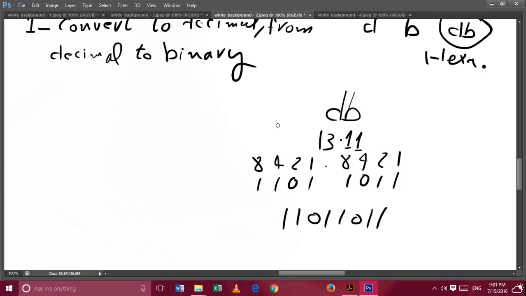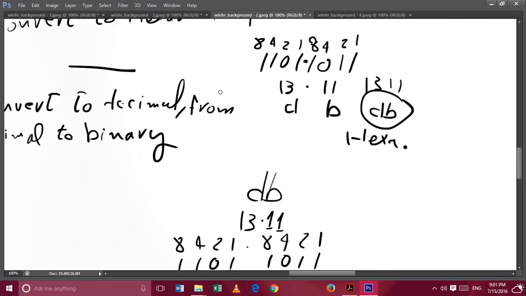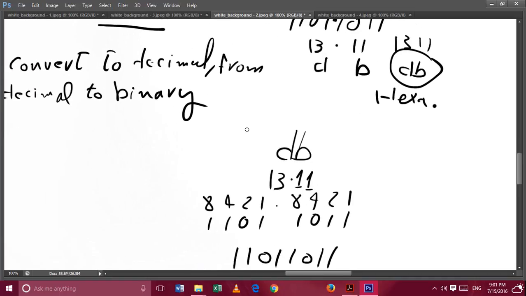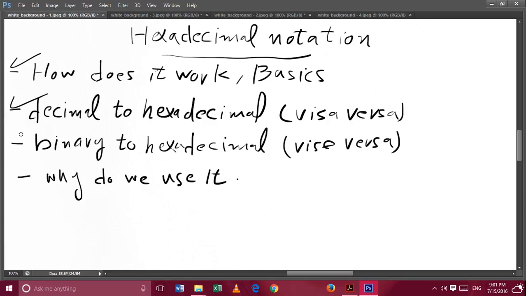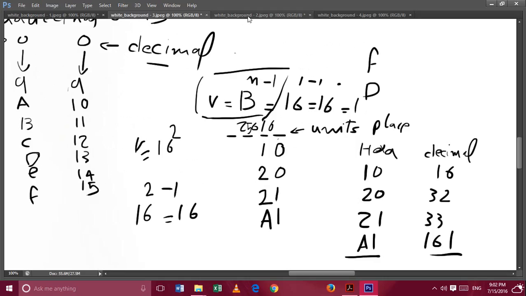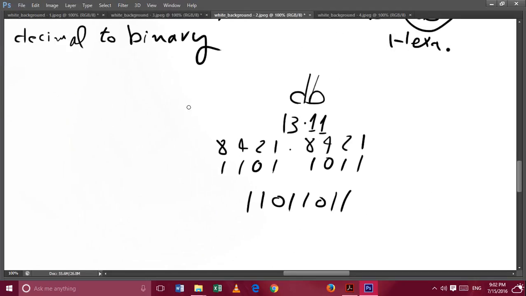So now we have covered this part. If you want to compare the number, 1101, 1011, same right here. Okay, so I guess we're done with this part. It's very easy, how to convert from binary to hexadecimal and vice versa. Now very quickly, why do we use this? Why do we use the hexadecimal notation? And there is a reason that I deferred answering this question up until this point in the tutorial.